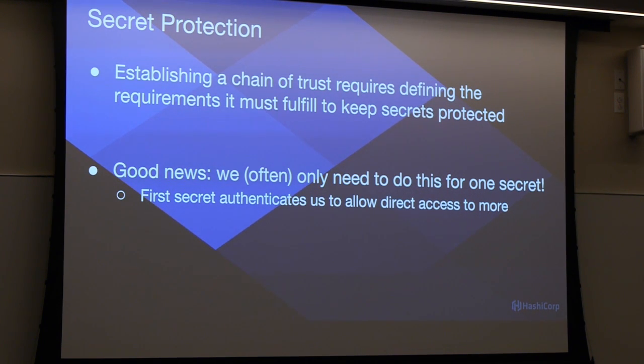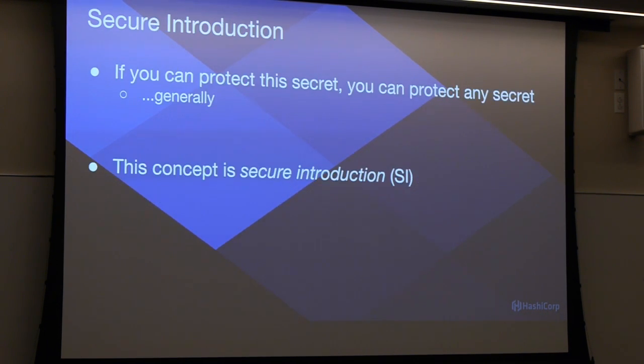And the good news is we often need to do this only for one secret. And the first secret authenticates us to everything else. So if you're using something like Vault, if you can get a Vault token to your container, you can use that Vault token to get access to all sorts of other things. Same with other secret management systems. Or even if you're using AWS, and you're using ECS or something, and you get an instance profile that gives you access to KMS, that's the same concept. Right? So this is the secure introduction concept.